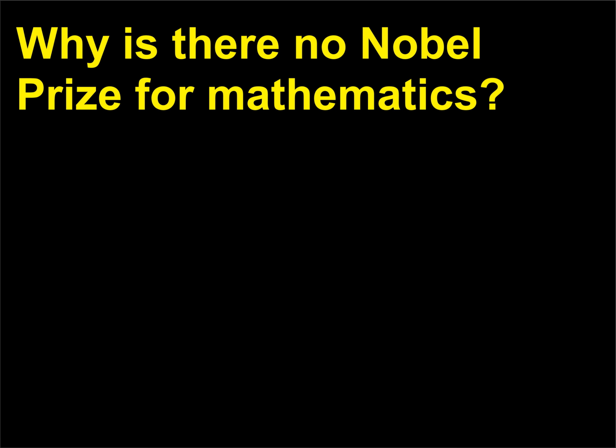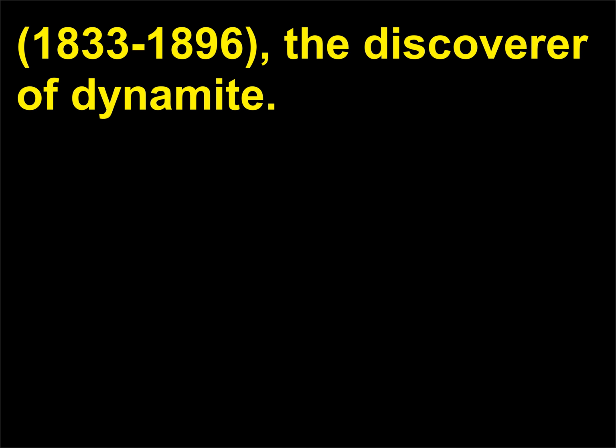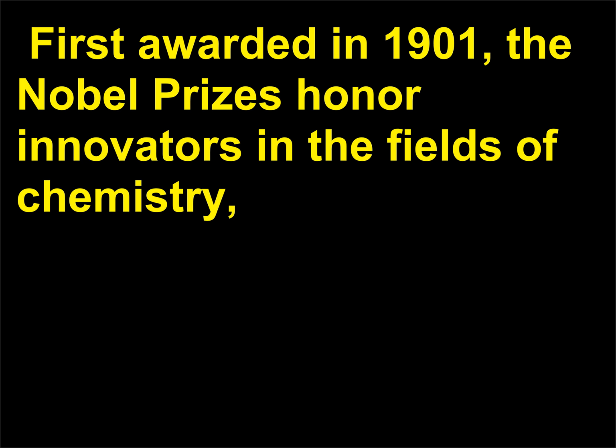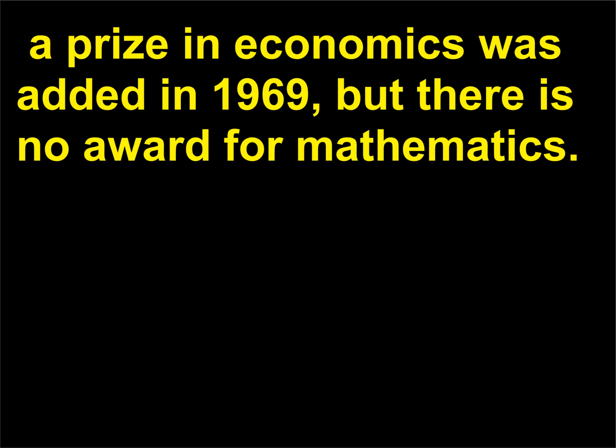Why is there no Nobel Prize for mathematics? The Nobel Prizes were established at the bequest of Swedish chemical engineer Alfred Bernhard Nobel, 1833 to 1896, the discoverer of dynamite. First awarded in 1901, the Nobel Prizes honor innovators in the fields of chemistry, physics, physiology or medicine, literature, and peace. A prize in economics was added in 1969, but there is no award for mathematics.